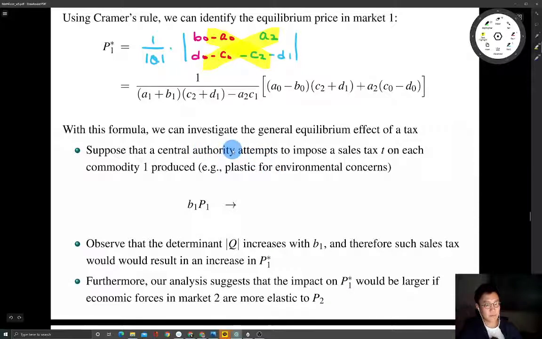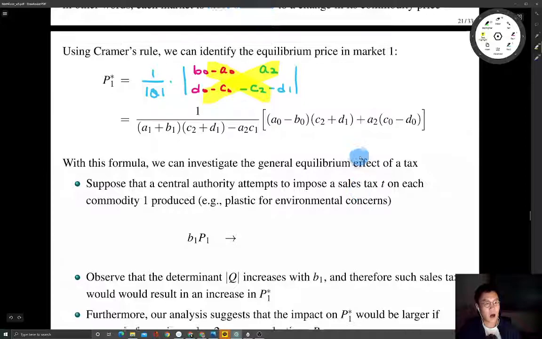The central government is considering imposing a sales tax on the price of good 1. But this tax is imposed on the supplier side, not the consumer side. So a sales tax on each unit of commodity 1 produced. Here is one specific example describing this situation. Commodity 1 is plastic. So the central authority might want to reduce the usage of plastic for environmental concerns, so it wants to impose some sales tax.